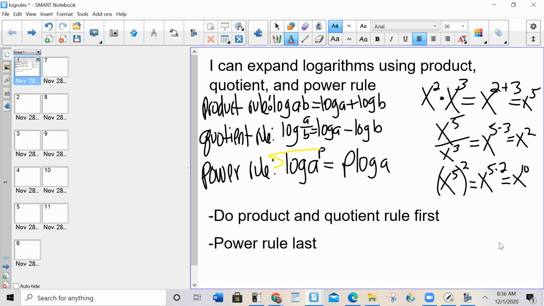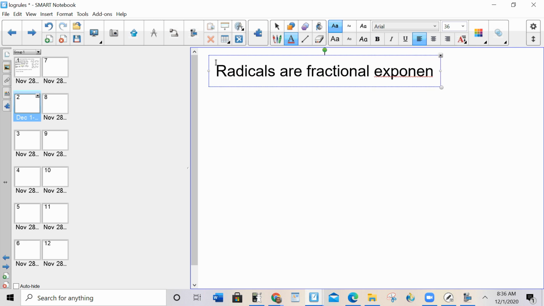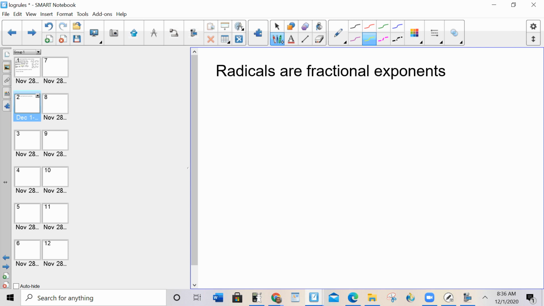One other thing I want to review before we go on to this lesson that we're going to need from a previous lesson is radicals. Radicals are fractional exponents. We did that earlier in the unit. So whenever you see a radical, you want to rewrite it as a fractional exponent.